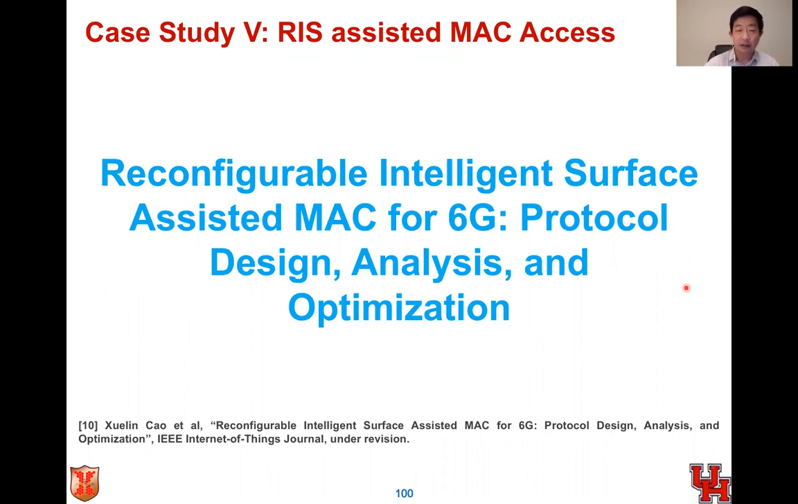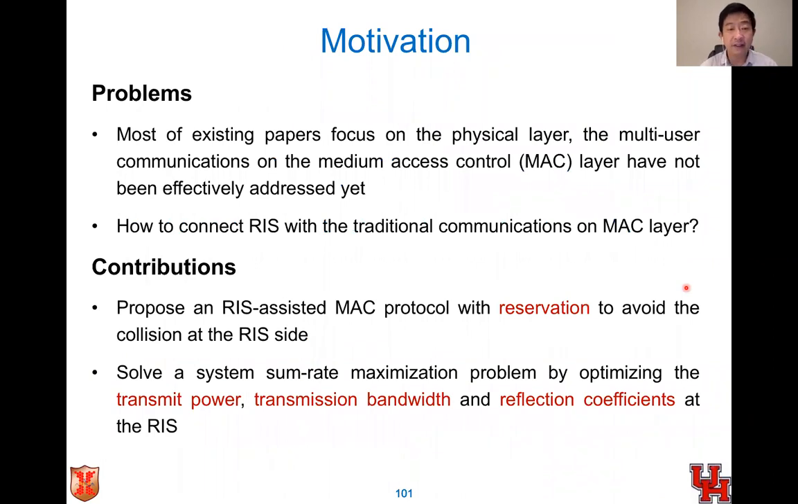The problem is that most of the existing papers focus on the physical layer, I mean capacity, but how about the MAC layer? For the MAC layer, CSMA is a kind of collision avoidance. What is the impact on this? The contribution is that we propose a RIS-assisted MAC protocol to avoid collisions of the RIS set. We solve the system sum rate maximization by optimizing transmission, bandwidth, and reflection.